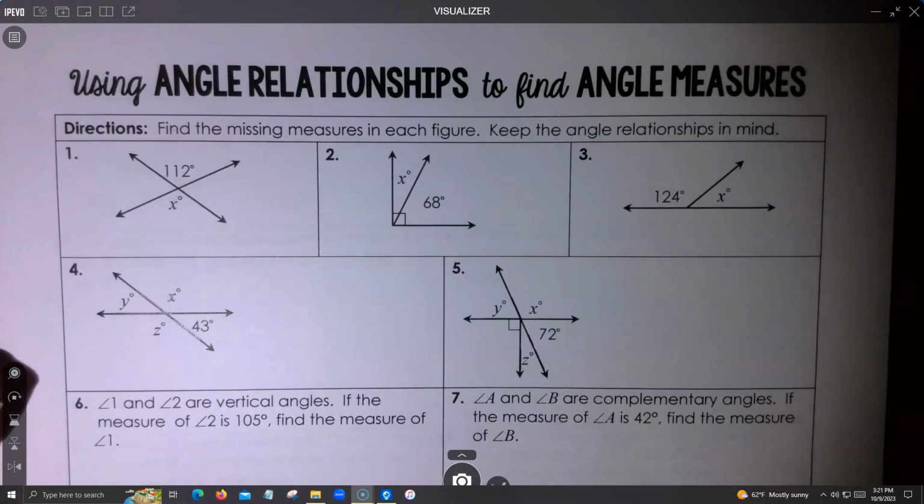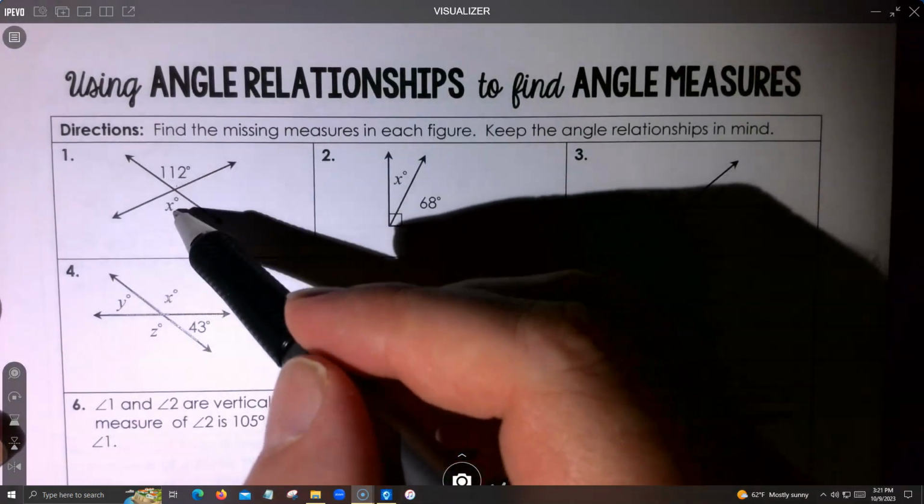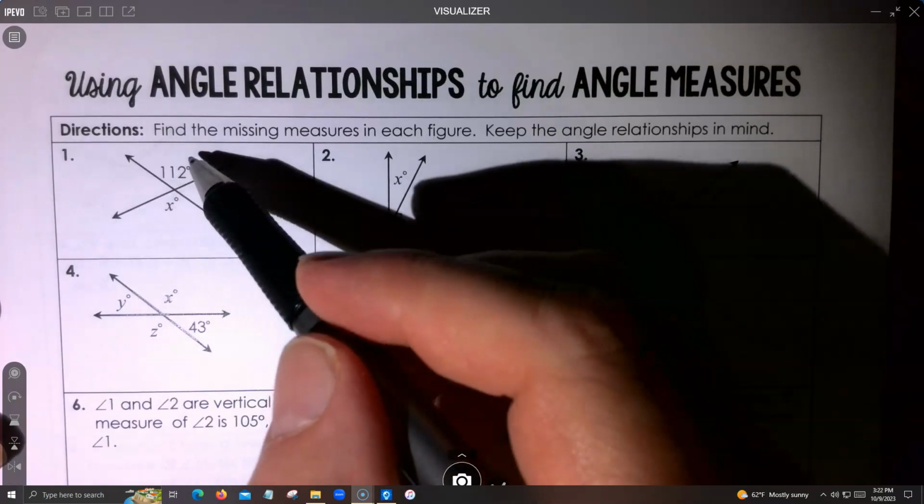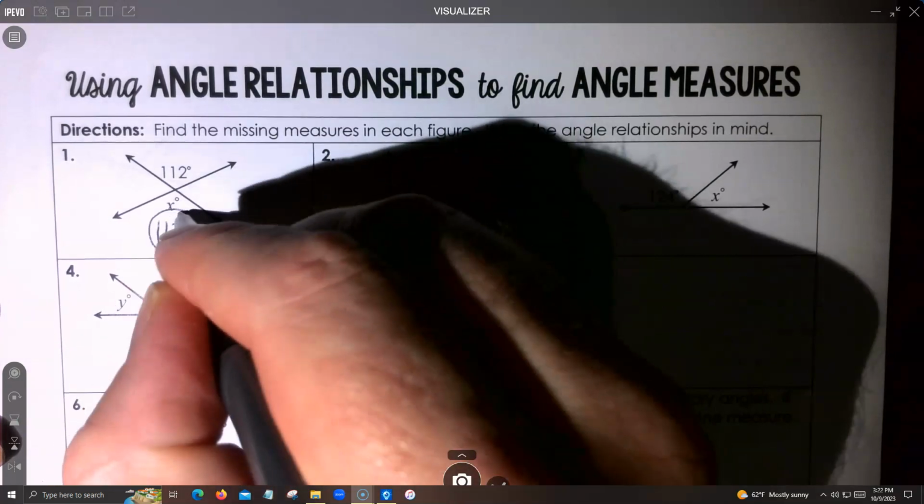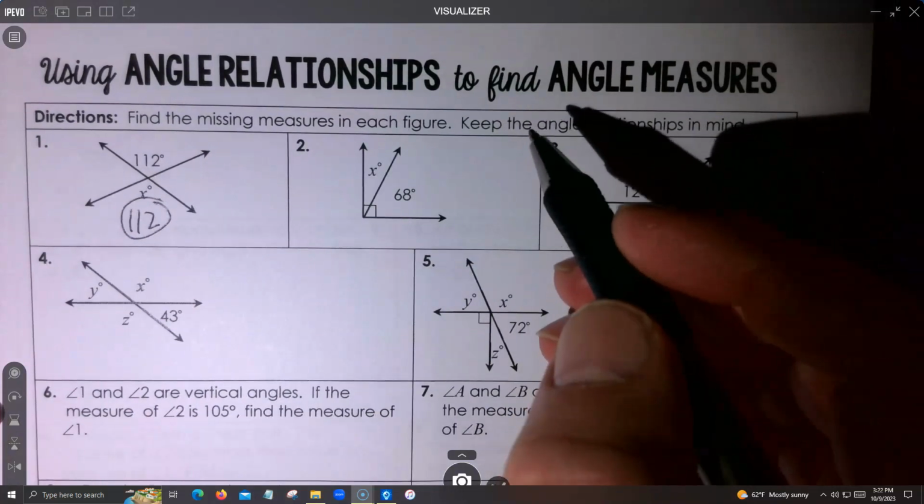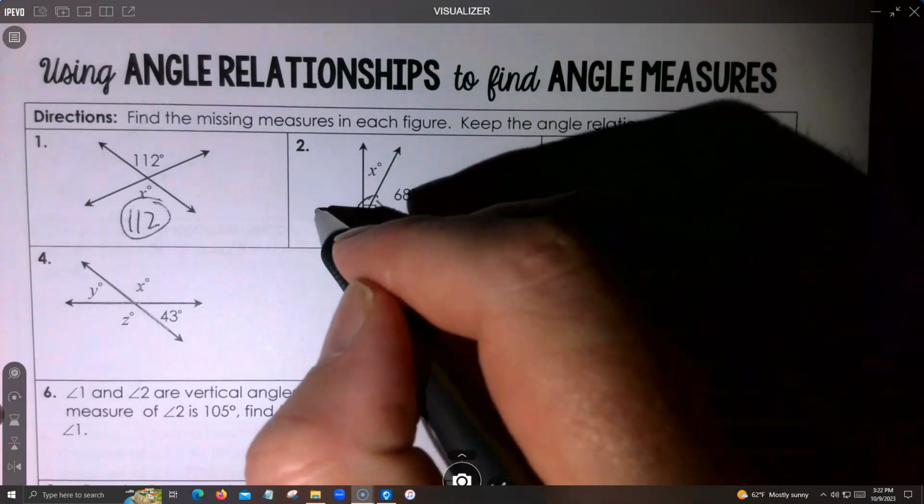Okay, so problem number one, these are considered vertical angles. These are the angles that are across from each other, and again, this is based on the last lesson. So if this is 112, then this one has to be 112 because of vertical angles, and vertical angles are always equal.